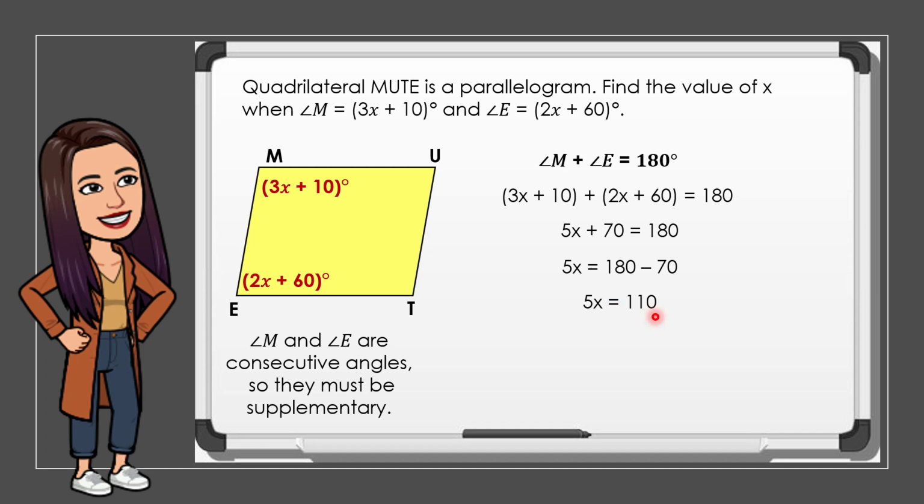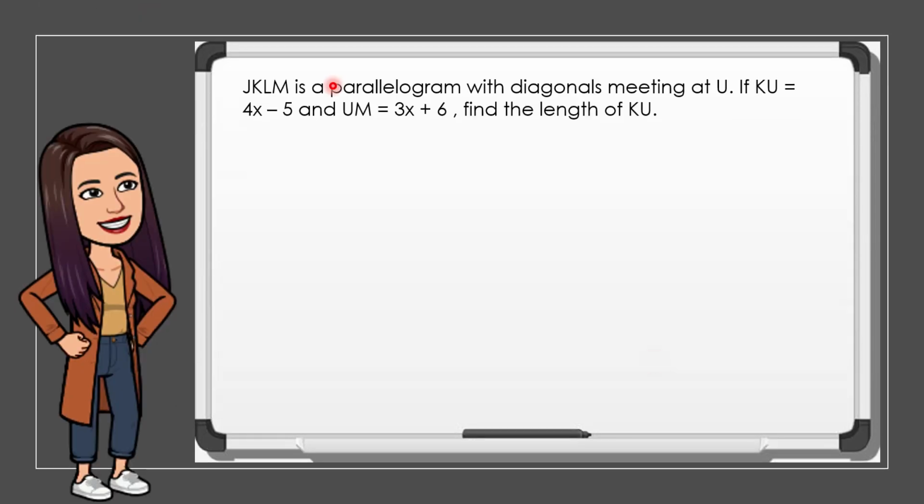So to isolate x here, let us divide both sides by 5. Therefore, the value of x is equal to 22. And that is the answer. Let us have the last one.